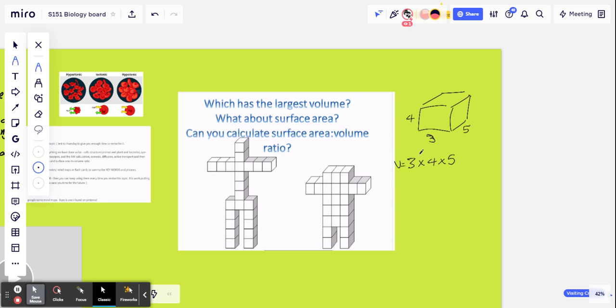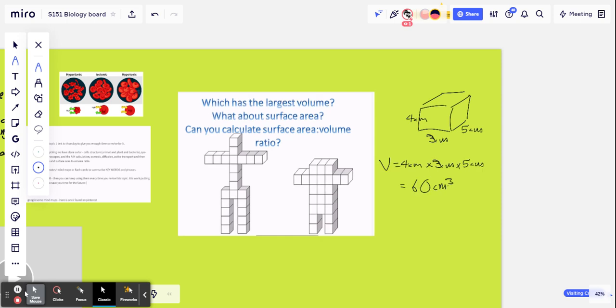Now, if we say that that's all in centimeters, then really I should be writing 3 centimeters times 4 centimeters times 5 centimeters. When you multiply them all together, you end up with 60 centimeters cubed. So it's the amount of 3D space. Another way you can think about it is that if this is waterproof and I opened up the top and poured some water in, the amount of water I'd be able to fit in there would be 60 centimeters cubed.